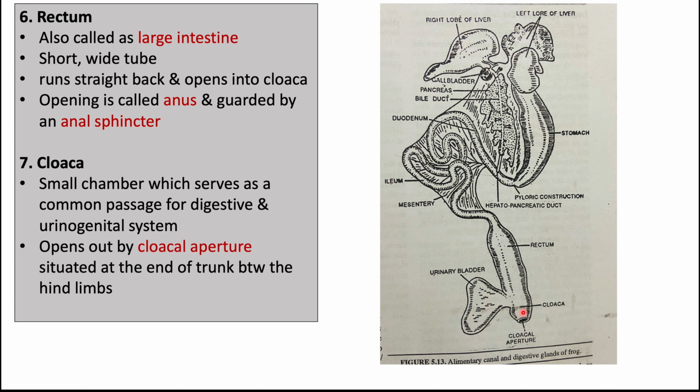The last part of the alimentary canal is the cloaca. It is a small chamber which serves as the common passage for the digestive as well as the urinogenital system. Here we can see the urinary bladder. The cloaca receives two ducts, one from the rectum and another from the urinary bladder, so there is a common passage for both urine and fecal matter. The cloaca opens out by the cloacal aperture, situated at the end of the trunk behind the hind limb, the common opening for both fecal matter and urine.